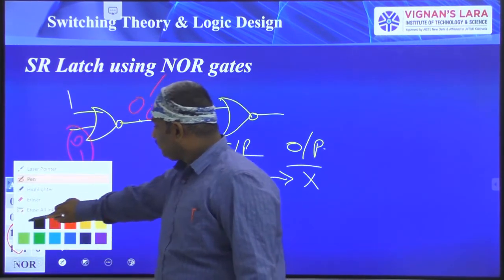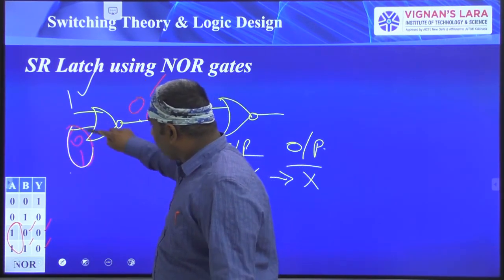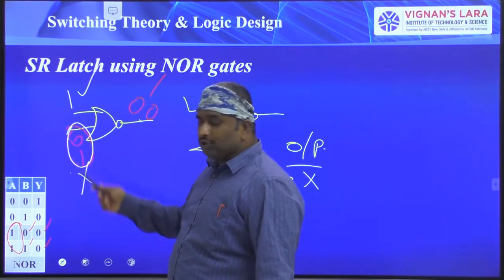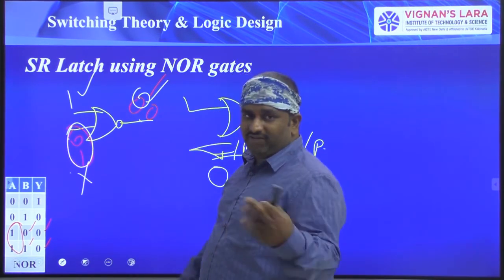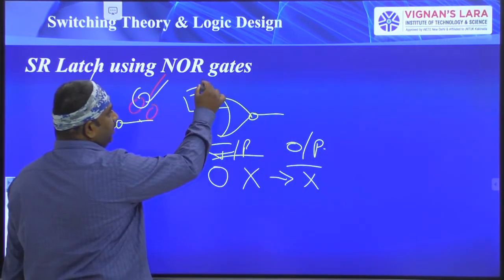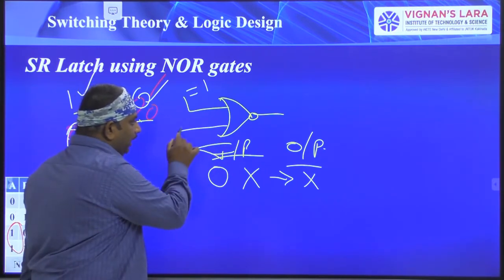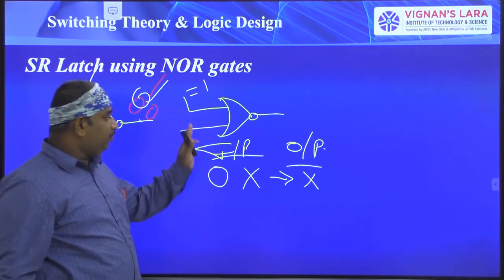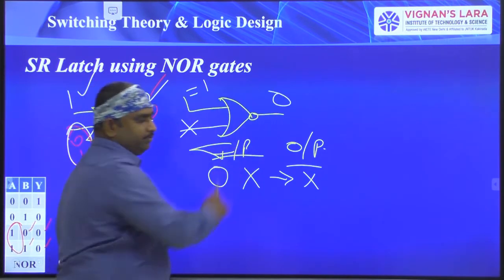So I have fixed one input as 1, but I don't know the second input. For example, consider it as x. The x may be 0 or 1, I don't bother about that. Whatever the condition may be, the output is 0. Once again, one of the NOR gate inputs is 1, and the second input may be 0 or 1, but I don't want to know that. The output is 0.